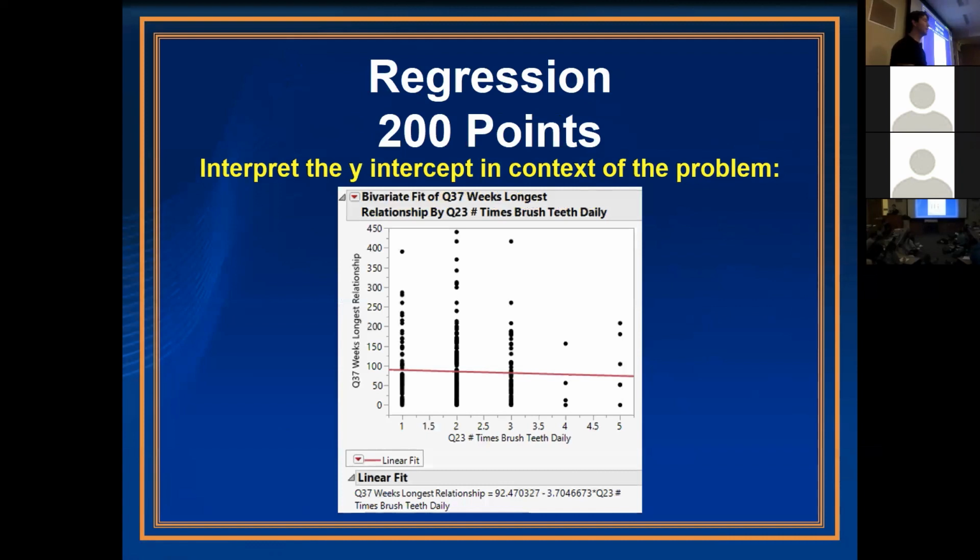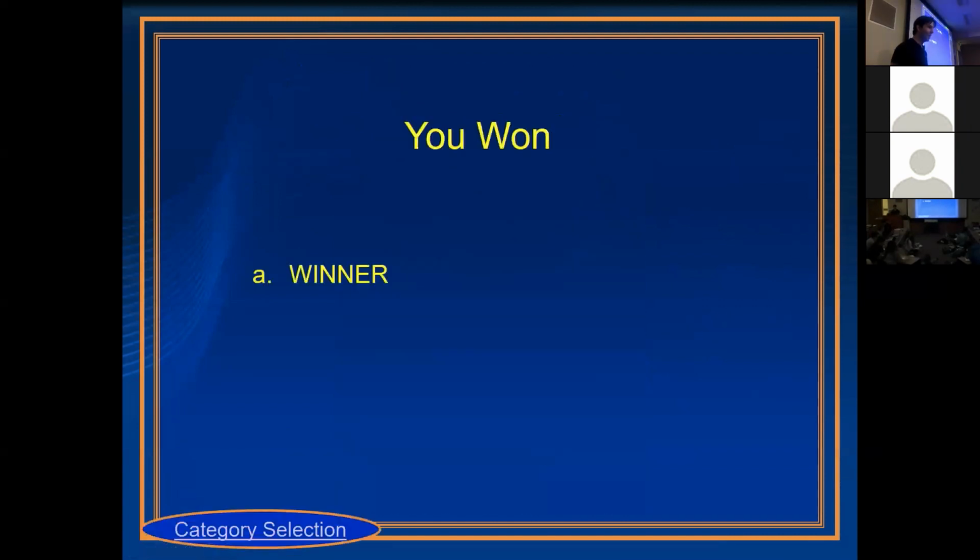Yep, and it could be given in this format right here where the equation is. If you notice, this is your y hat, your predicted y value, which is why it's on the y-axis. This is your b0, which is the intercept. This is your b1, which is the value of the slope. And this is your x variable. So great job. The winner is you.